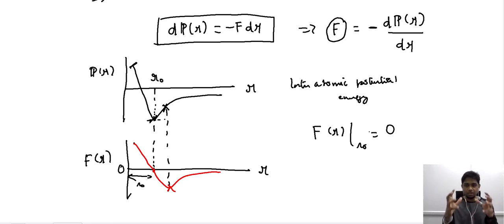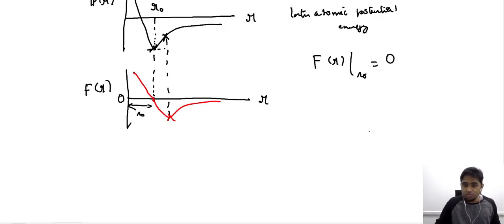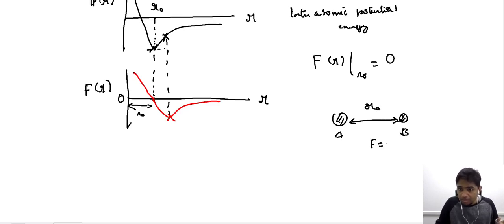Let me repeat, when the atoms are in the stable state, when atom A and atom B are separated by the distance R naught, the force between these two is 0. Now when you impose a uniaxial tensile loading and you shift the A atom here, thereby increasing the value of R.